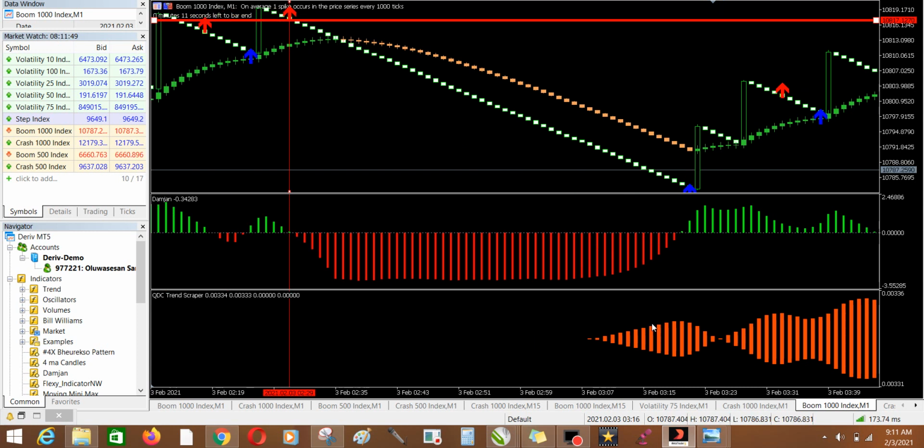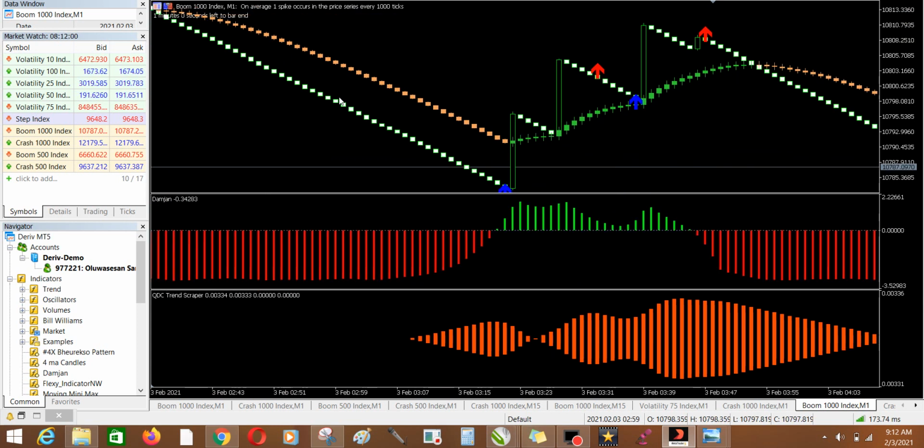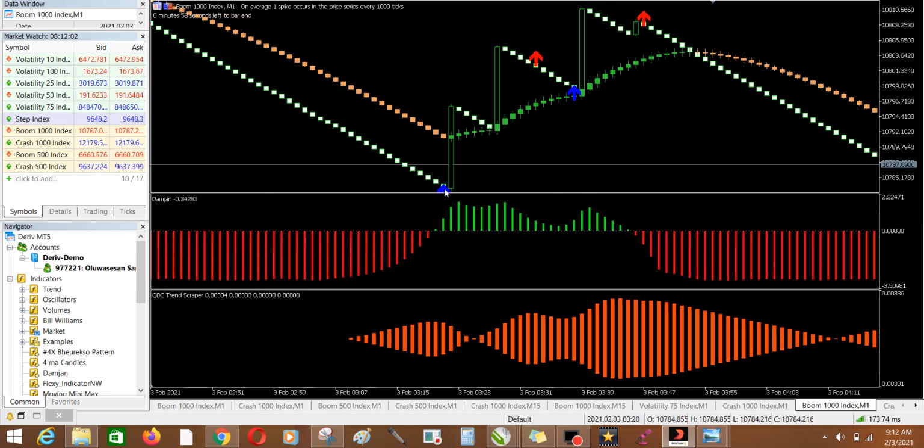So you can see this is our entry point. You can see the red horizontal line, and you can see the red vertical line. So that is our entry point. You can see it got to this level. Of course, this exit arrow came out. You can exit the markets there because it will start spiking.